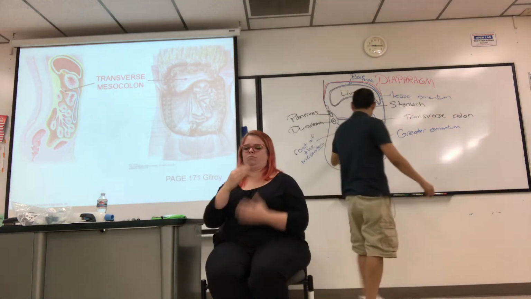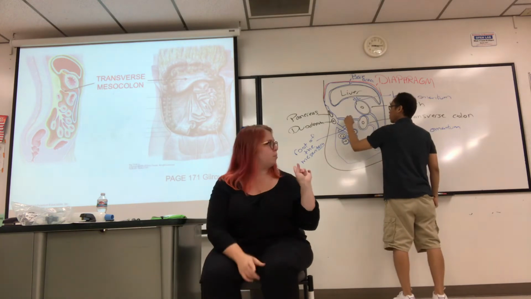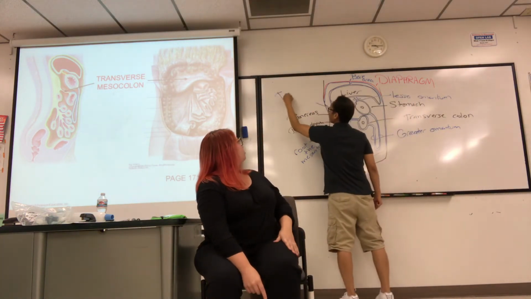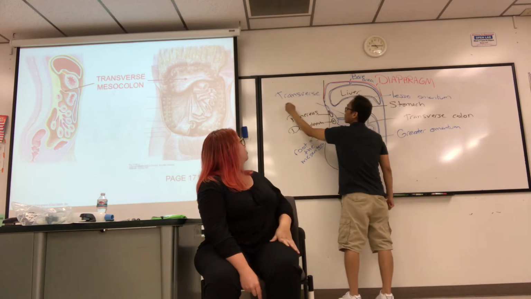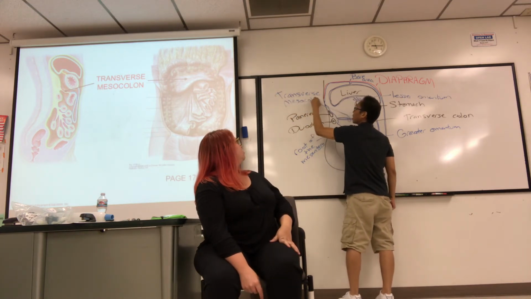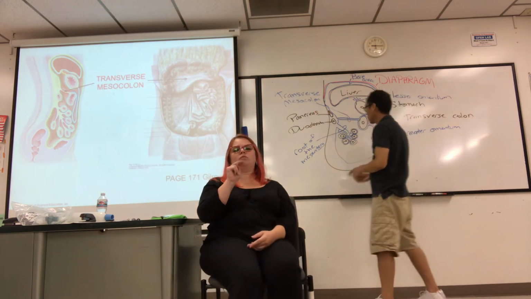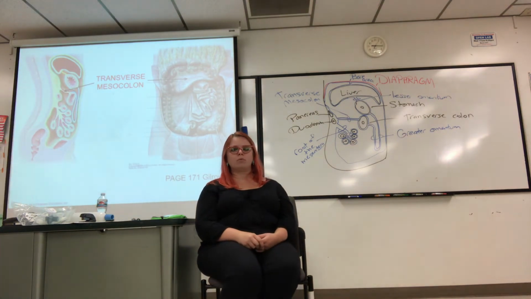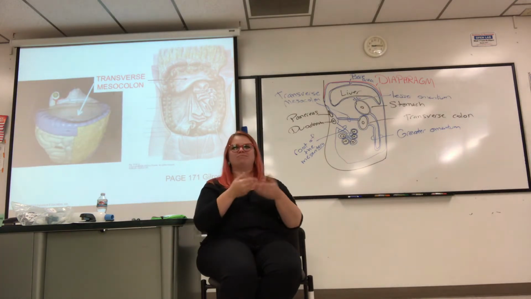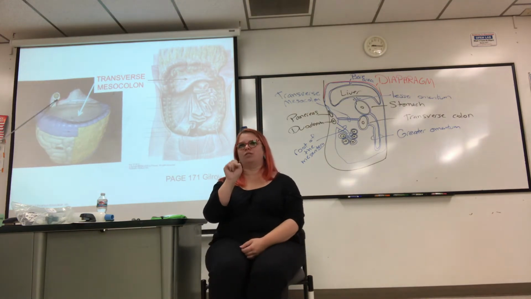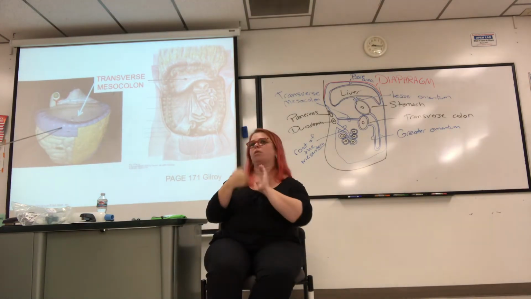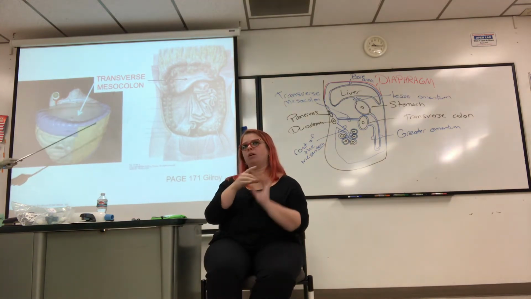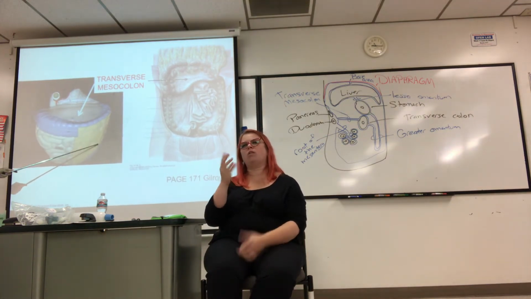This one here. More transverse mesocolon. There's a model we have in the room. I know that that's pancreas and duodenum. So this sheet coming out here connecting to the transverse colon, that's the transverse mesocolon. What's the fat apron again? Greater omentum.